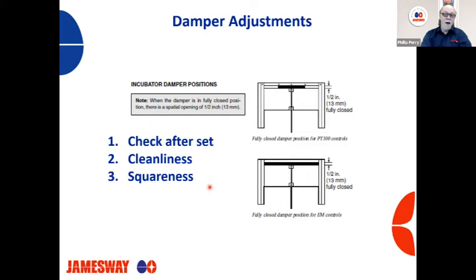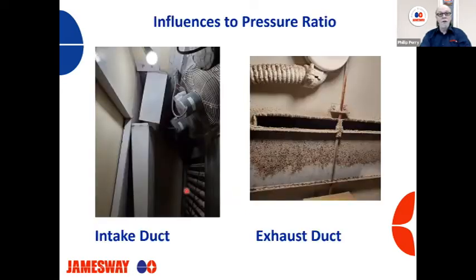Squareness: I've had to go in and loosen these brackets to make sure that the dampers fit correctly. Again, I mentioned you would check your instrument strip. Here's a picture of an exhaust duct. This will affect your total pressure. It's amazing the influence that a 1/16 of an inch has on these ducts, and the things that can cause your pressure to be off.